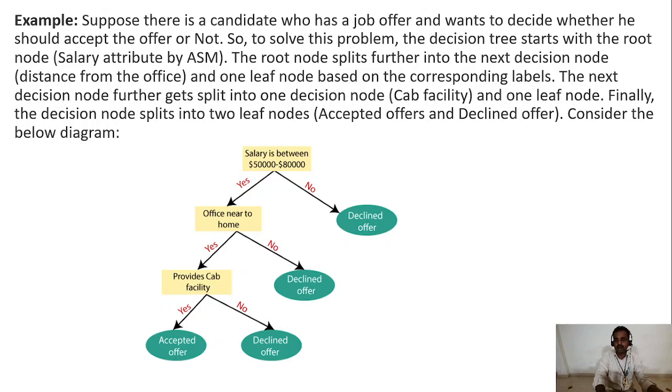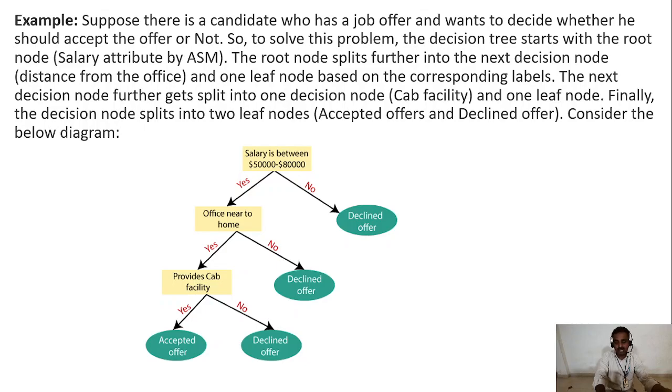If the condition is true, then you have to check the next condition. If salary is between these two, you have to go to that branch. Then you have to check the condition: is the office near to home? If your condition is satisfied, then you have to check whether the cab facility is provided. If the cab facility is provided, then you accept the offer. If it does not provide the cab facility, you decline the offer.